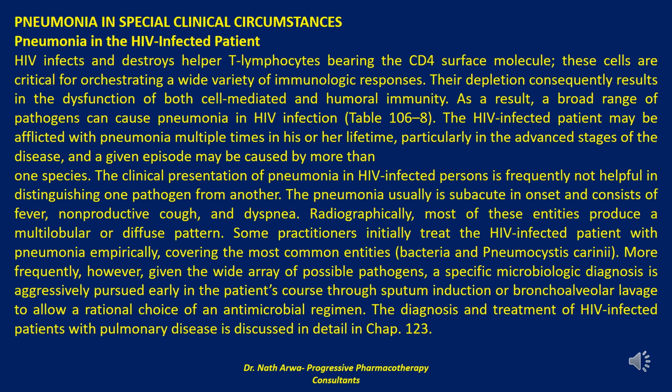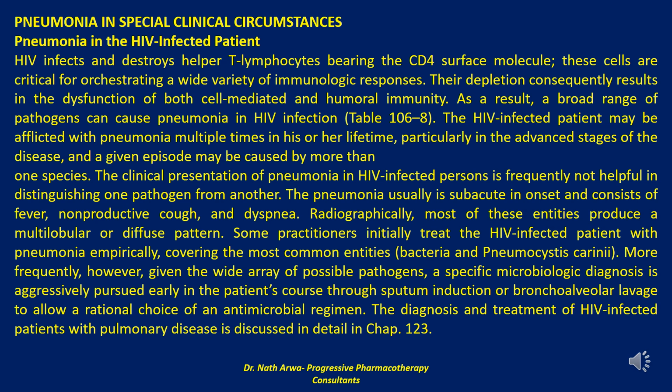The HIV-infected patient may be afflicted with pneumonia multiple times in his or her lifetime, particularly in the advanced stages of the disease, and a given episode may be caused by more than one species. The clinical presentation of pneumonia in HIV-infected persons is frequently not helpful in distinguishing one pathogen from another. The pneumonia usually is subacute in onset and consists of fever, non-productive cough, and dyspnea.